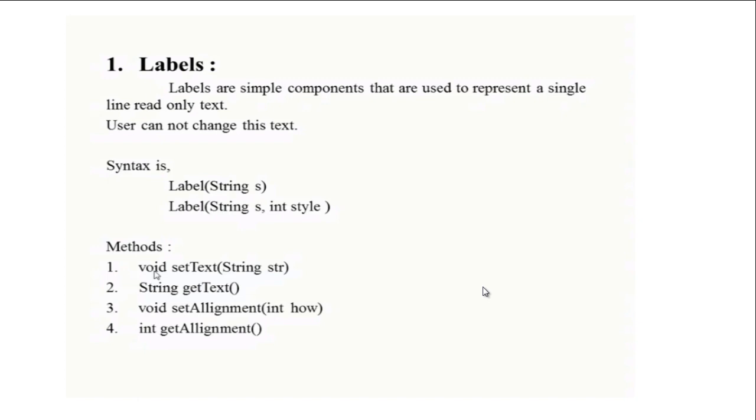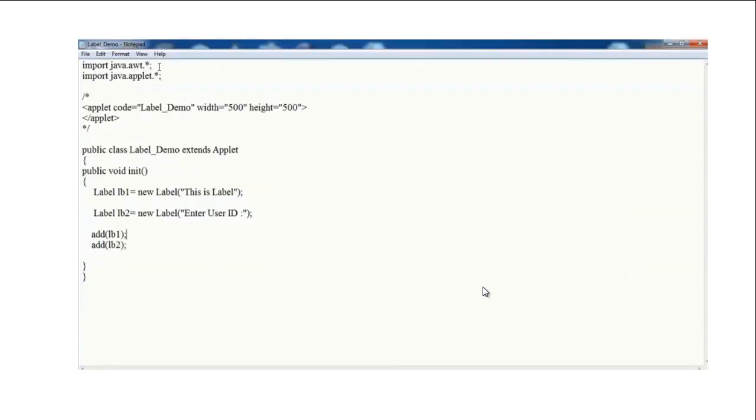Third method is void setAlignment(int how). So we can set the alignment for that label, that is left, right, center. So these are the alignments. Next one is int getAlignment(). By using this method, we can retrieve the alignment given to the label. So these are the methods of the label.